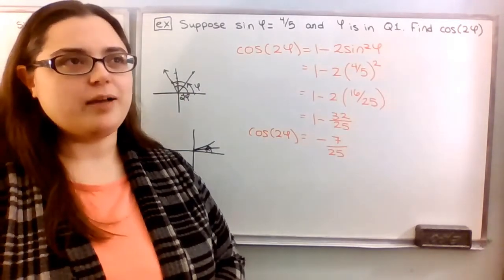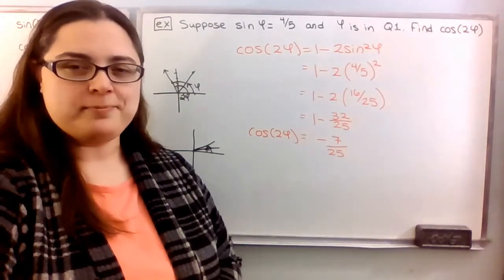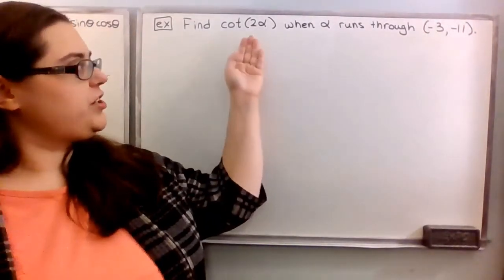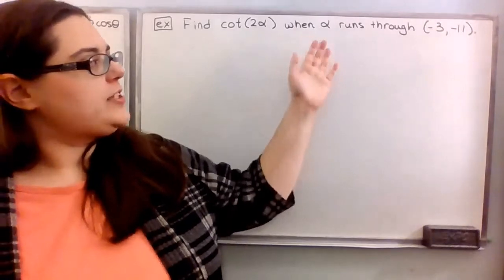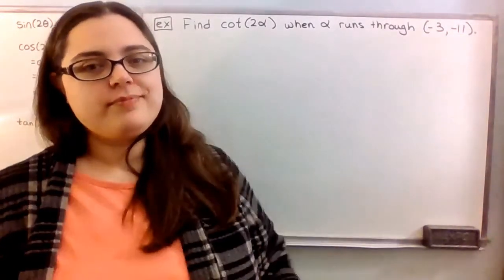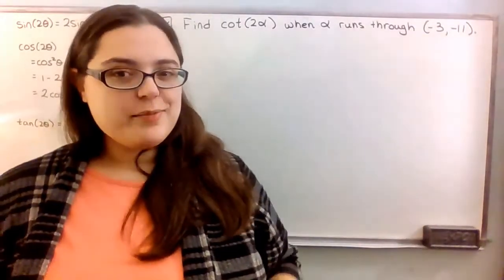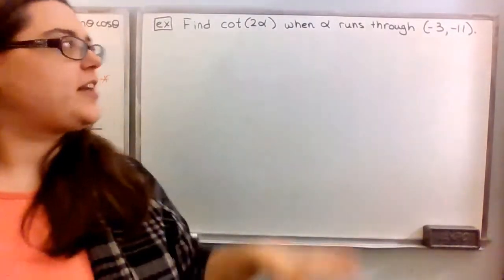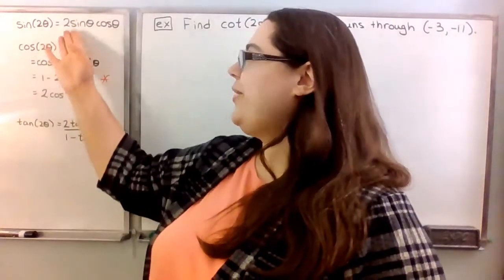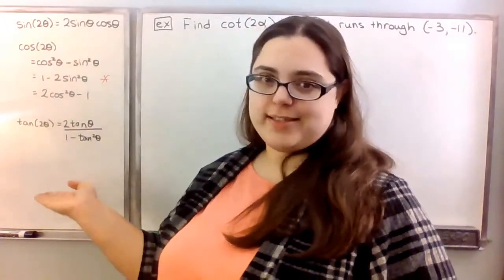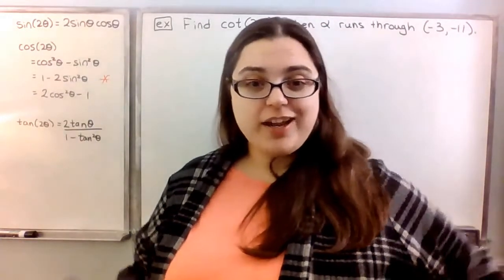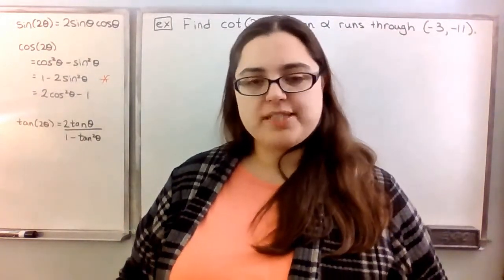All right, let's do a second example. And this time, let's make it a little bit more complicated. For our second example, we're going to find cotangent of 2 alpha when alpha is the angle that runs through the point -3, -11. Okay, so one of the things that makes this one a little bit trickier is that we're looking for cotangent of 2 alpha, and we don't have a cotangent listed as one of the formulas. So we're going to have to get crafty and use some of our other identities to help us out.